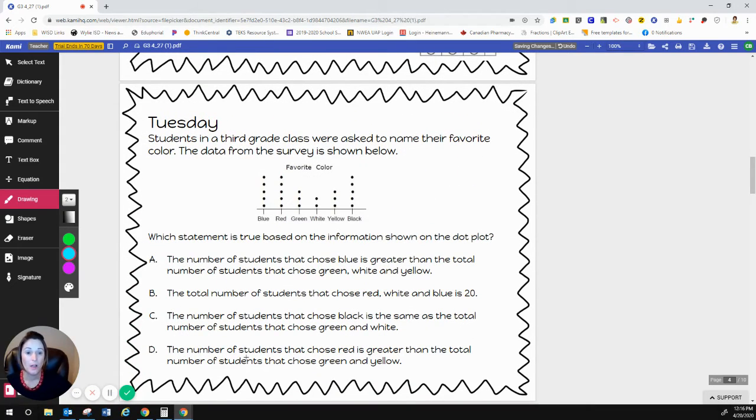Oh, we've got a dot plot. We've got 2 graphs today. So let's look at our dot plot. Remember that each dot represents 1 unless there's a key. I don't see a key, so it looks like each one represents 1. It says students in 3rd grade class were asked to name their favorite color. The data from the survey is shown below. Okay, so favorite color, here are all the colors. So this must be the students.